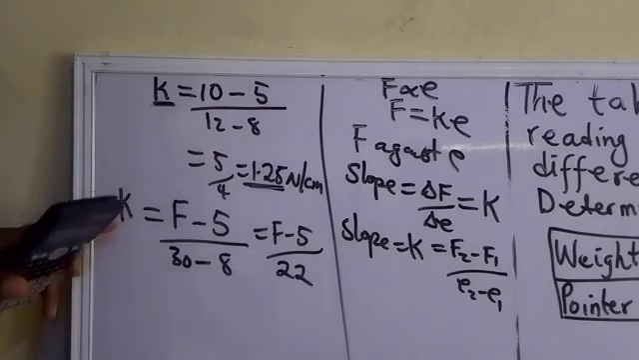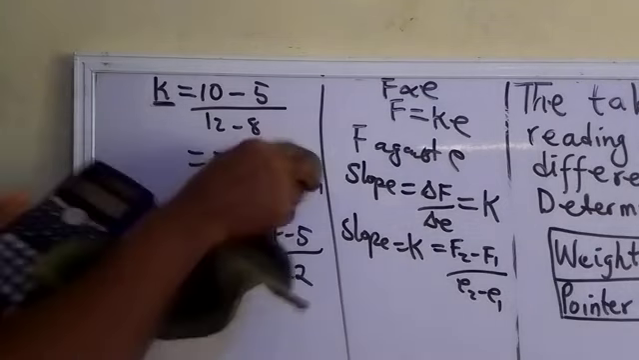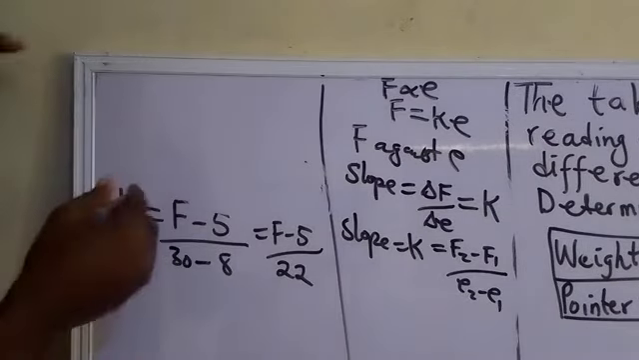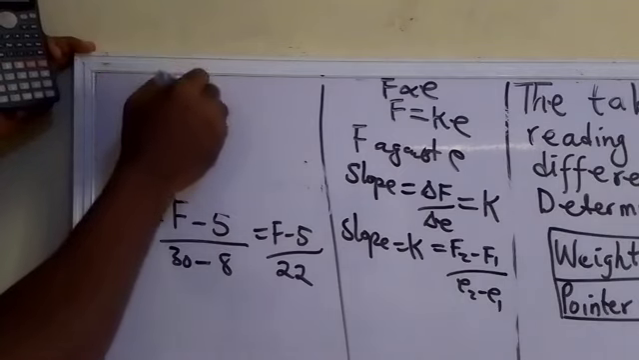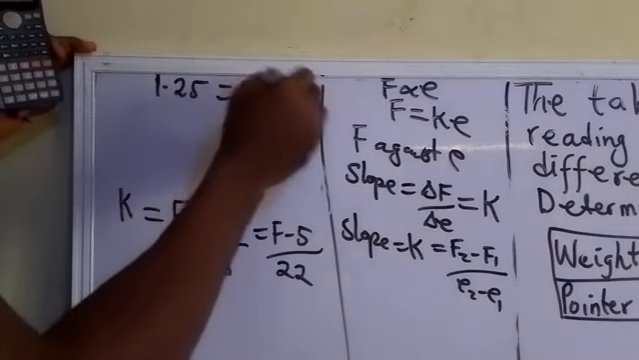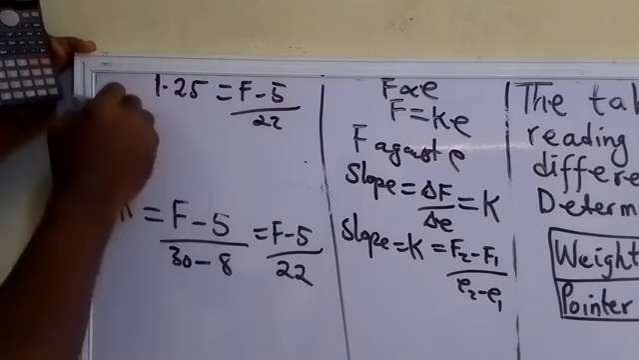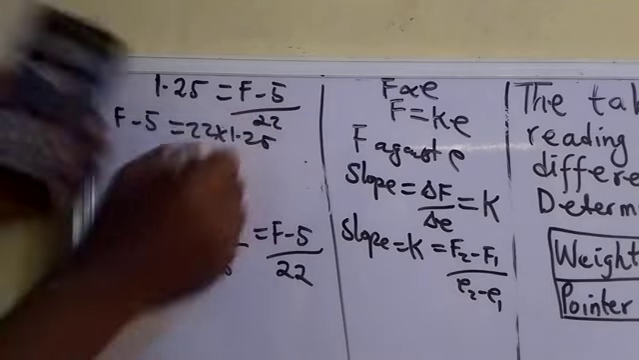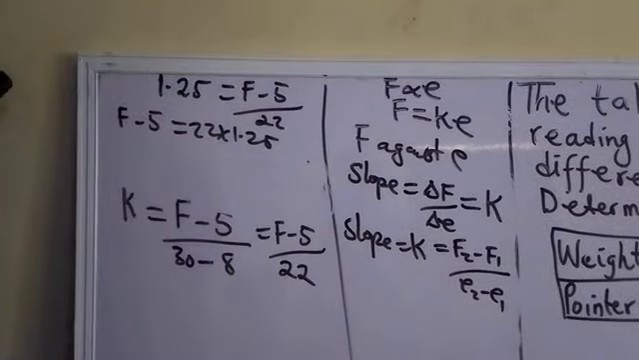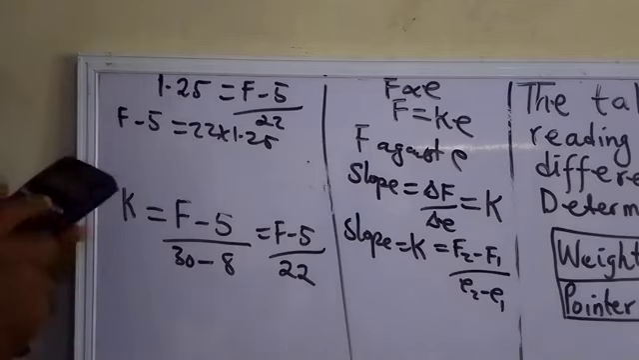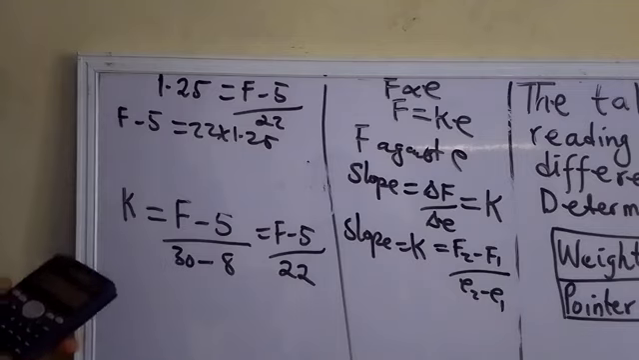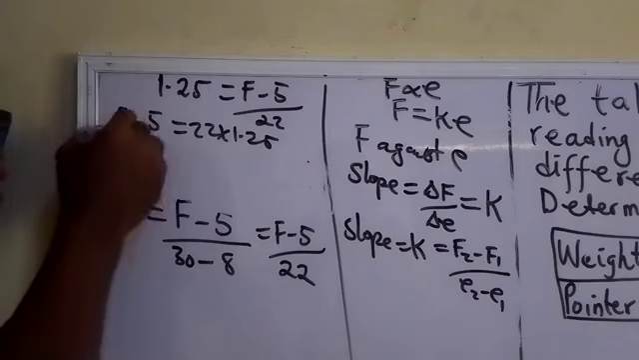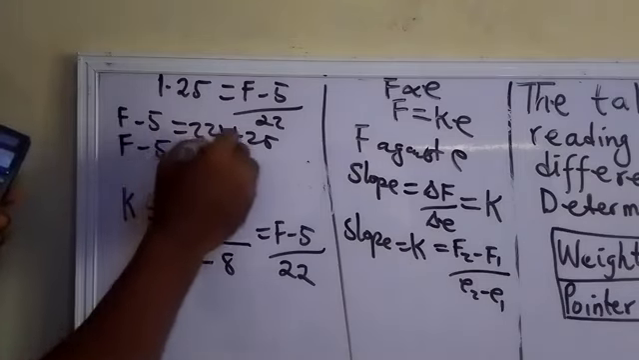Now guys, don't forget that K is already 1.25. So with that, rather than writing K, we write 1.25 is equal to F minus 5 over 22. So F minus 5 is 22 times 1.25. Okay, when you multiply 22 by 1.25, you have 27.5. So F minus 5 is equal to 27.5.